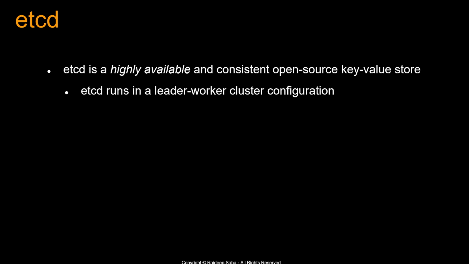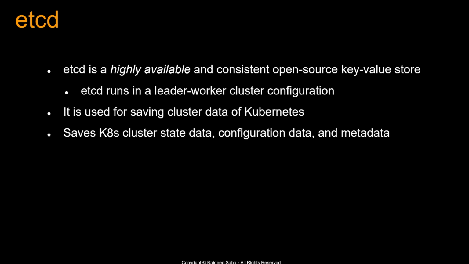The highly available part, interviewer might ask you. It is highly available because etcd runs in a leader worker cluster configuration. So even if one worker node goes down or even if the leader goes down, it has the capability to recover from that. For Kubernetes, it is used for saving cluster data. It saves Kubernetes cluster state data, configuration data, and metadata.